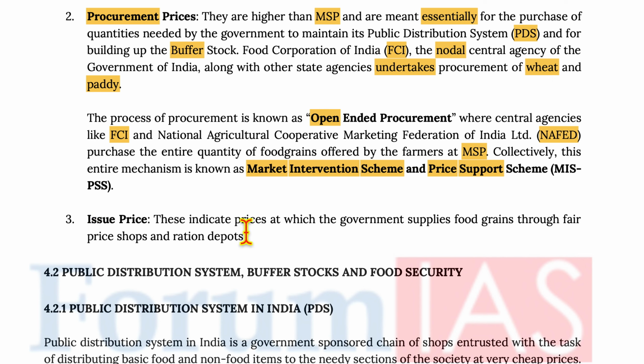Issue price, these indicate prices at which government supplies food grains through fair price shops and ration depots. That'll be it.